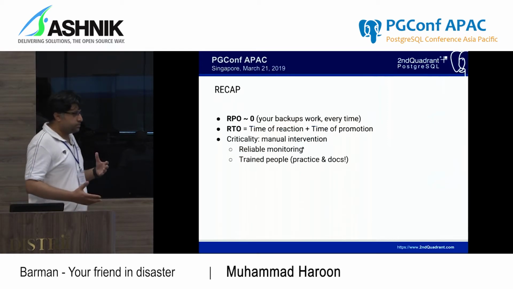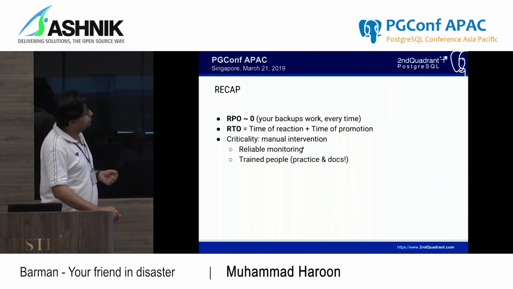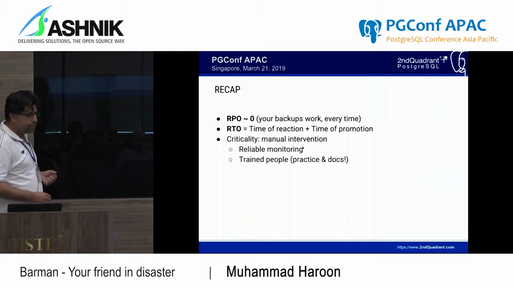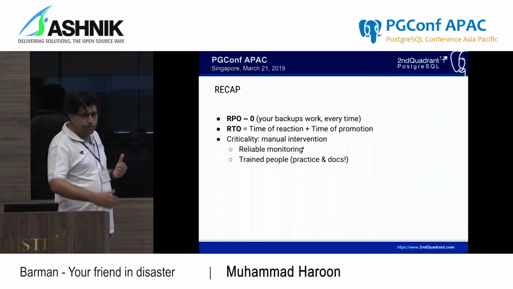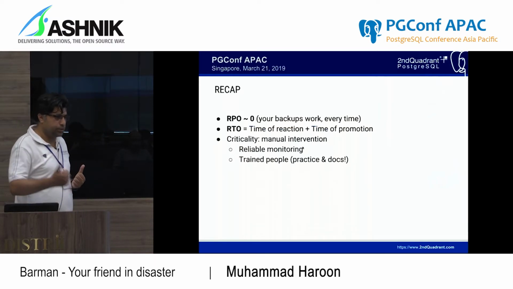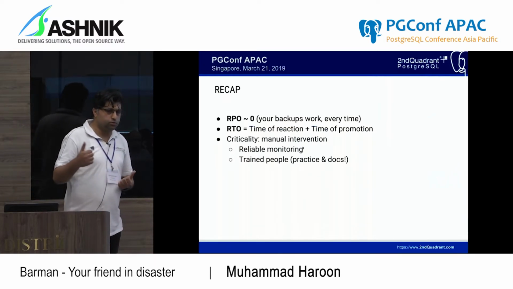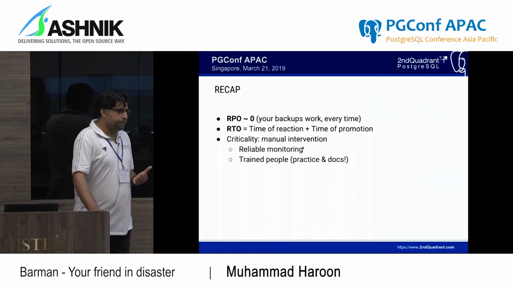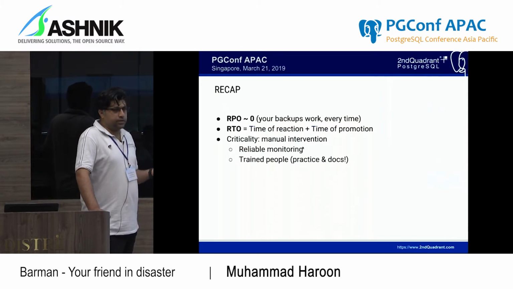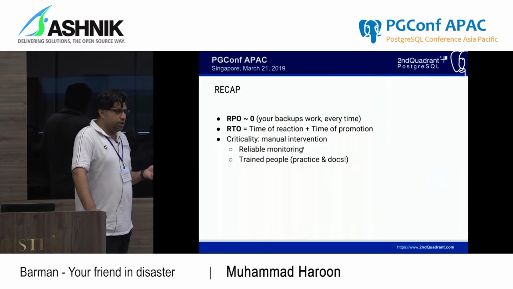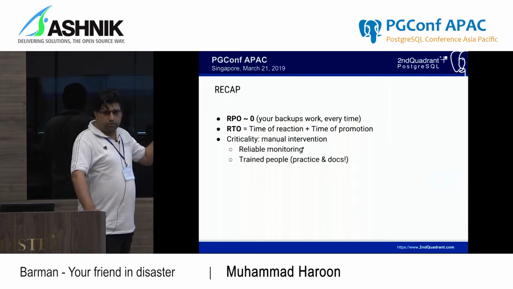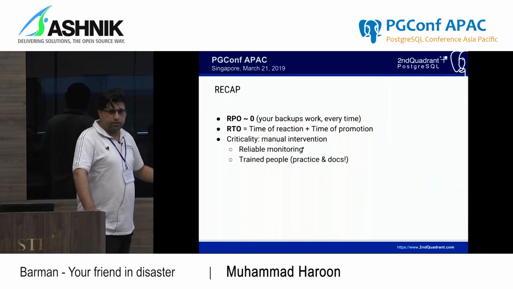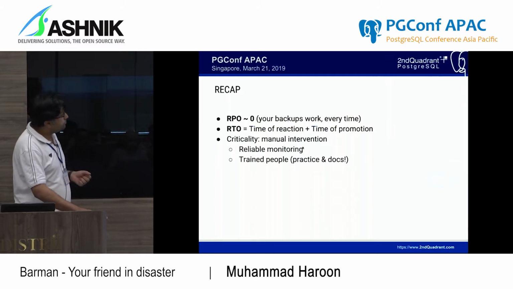So, a quick look at what we have discussed so far. We have an RPO which is close to 0 now, because we know that our backups have a good frequency. We know that our continuous WAL archival is working, and we know that we have tested our backups. So we know that our backups work every time we need to restore them, because that would be a bigger disaster if your backups were not to work when you need to restore them.